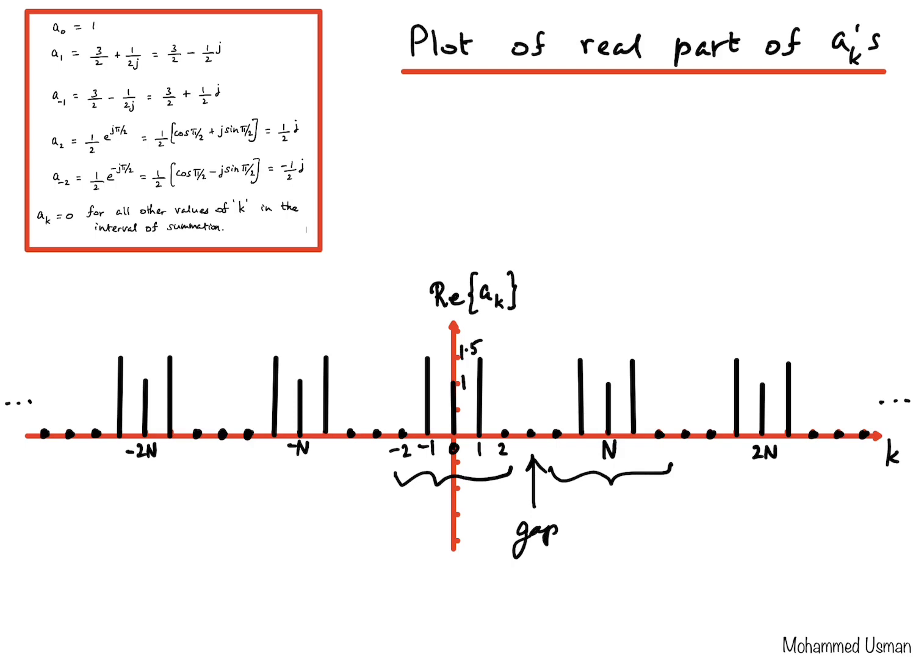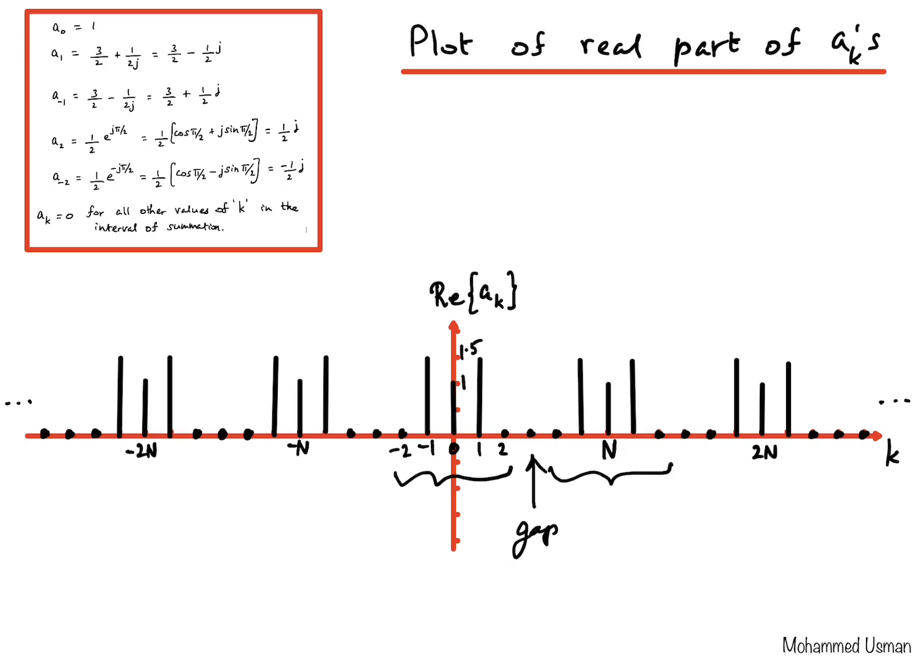This is just a gap. Depending on the value of n, this may be 10 steps forward or 15 steps forward. I've just shown one gap here, and after that the same thing repeats. Similarly on the left side as well. So the coefficients will repeat themselves. What we have plotted here is the real part of the Fourier coefficients for each of these ak's.